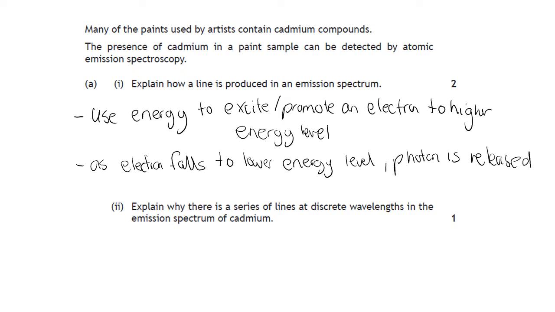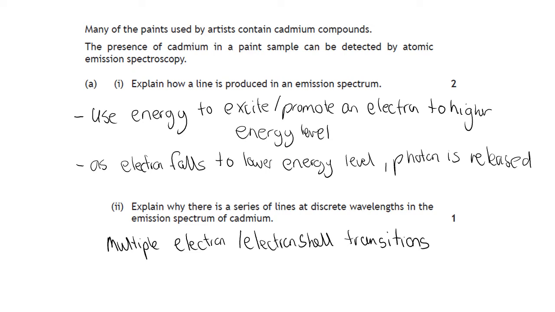Why is there a series of lines at discrete wavelengths? It's because there are multiple electron shell transitions. Whenever an electron is promoted, you don't necessarily just go to one electron shell higher and then fall down one. You can go from the first energy level to the fifth energy level, and when the electron falls, it could go to the fourth, the third, the second, or all the way back to the first. Because you have multiple transitions, you will get a distinct line for every transition possible.